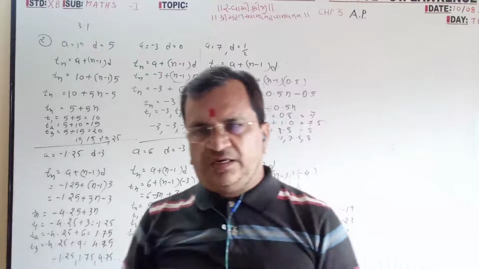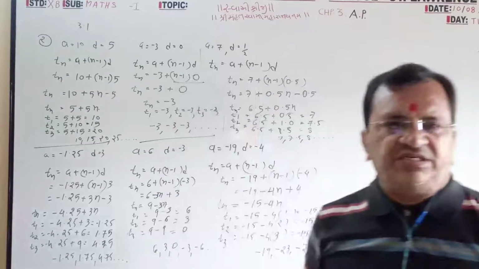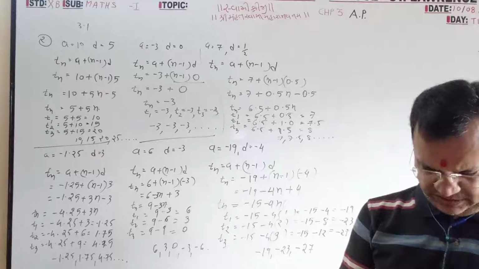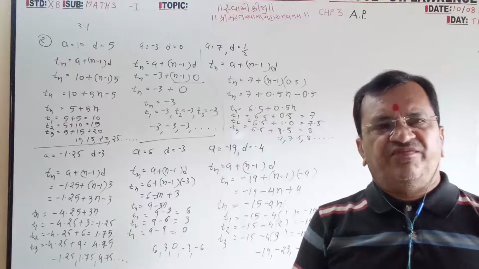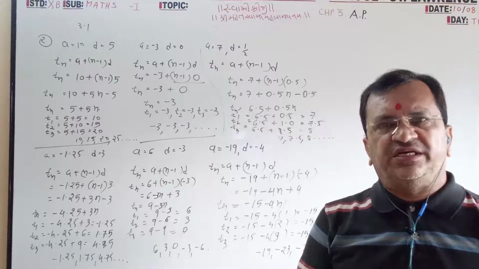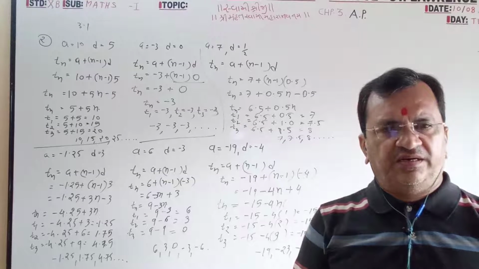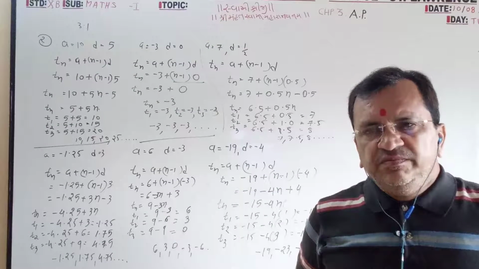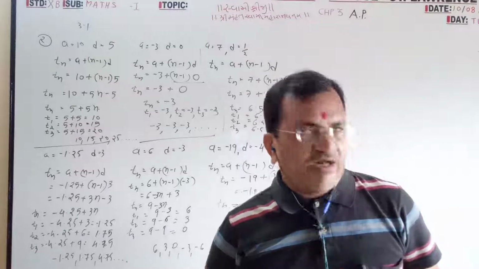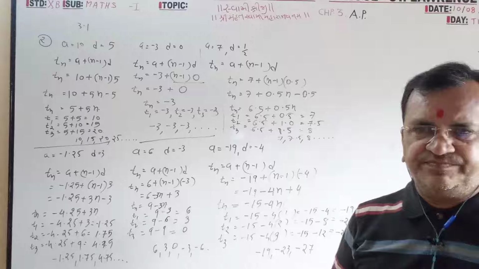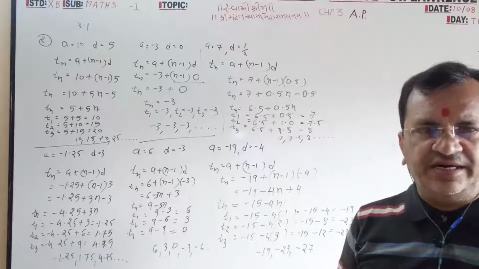So today we learn two topics. The sequence is given, and from that we can identify T1, T2, T3, T4, T5. Then we can identify D1, D2, D3. If all the three are equal, then it is AP. If it is not, then it is not an AP.